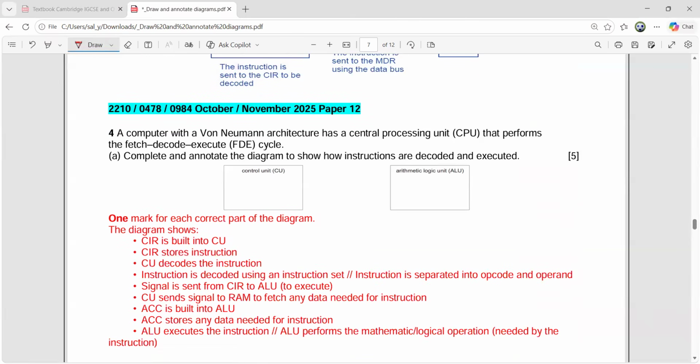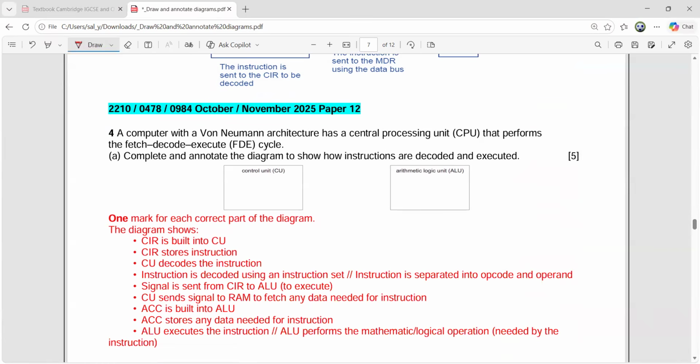You just remember one simple diagram, and then no matter what question comes in the paper, you should be able to answer. So the diagram should include CIR built into CU. CU is going to be storing the instruction. It will be decoding the instruction. Instruction is decoded using an instruction set. Signal is sent from CIR to ALU.